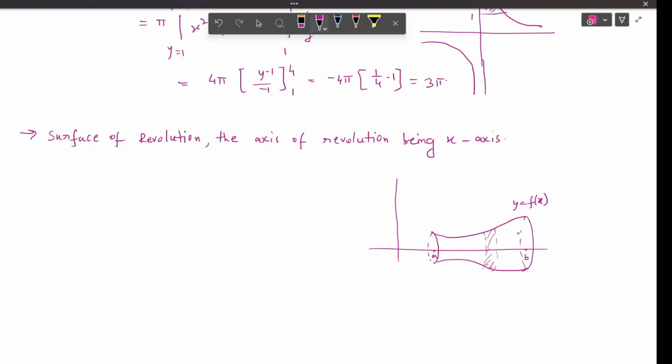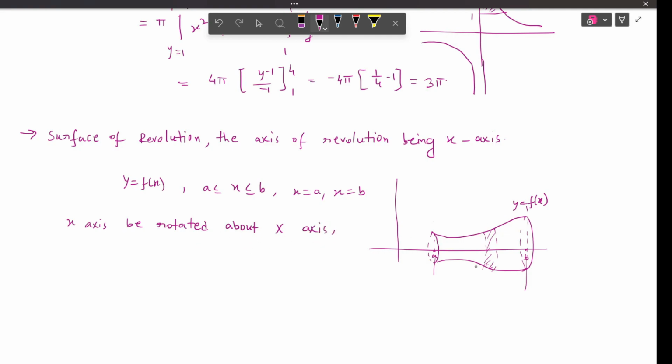So if the region R enclosed by the curve of a continuous function y equals f of x, x between A and B, the ordinates x equals A and x equals B, and the x-axis be rotated about x-axis.